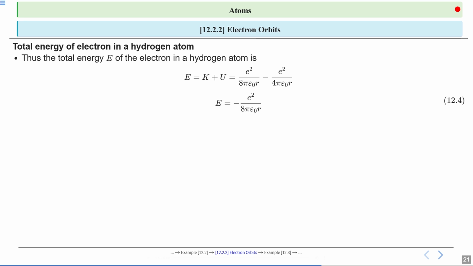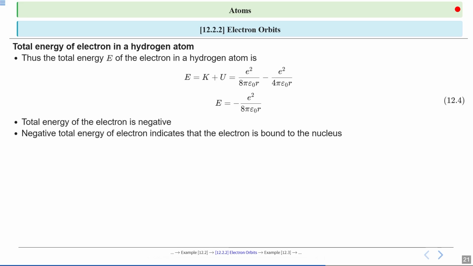The negative sign is important. It tells something about the nature of the electron's energy in the atom. Okay, so total energy of electron is negative. A negative total energy means the electron doesn't have enough energy to escape the attraction of the nucleus on its own. So negative total energy indicates that electron is bound to the nucleus. In other words, energy would need to be supplied to the electron for it to break free from the atom. This is why atoms are stable and don't just fall apart.